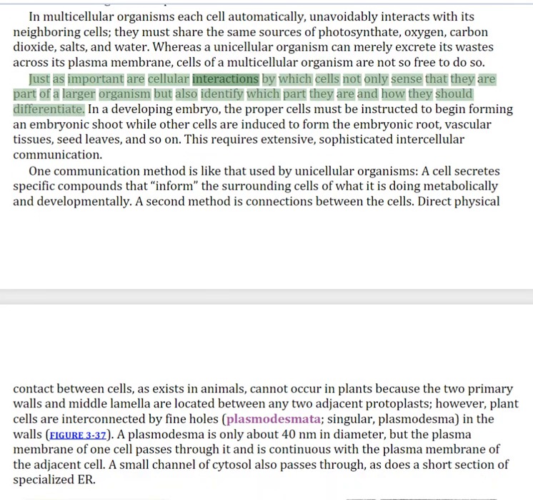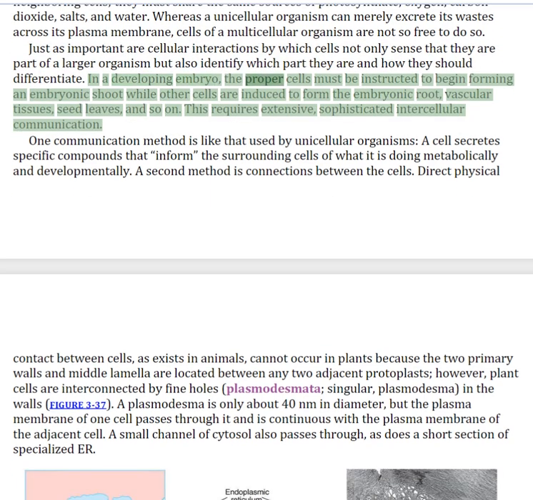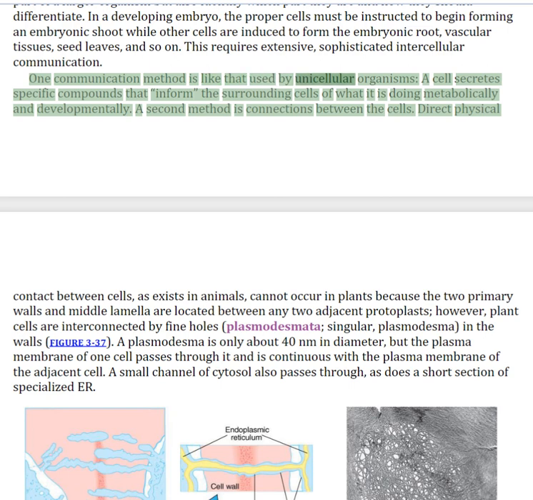Just as important are cellular interactions by which cells not only sense that they are part of a larger organism but also identify which part they are and how they should differentiate. In a developing embryo, the proper cells must be instructed to begin forming an embryonic shoot while other cells are induced to form the embryonic root, vascular tissues, seed leaves, and so on. This requires extensive, sophisticated intercellular communication. One communication method is like that used by unicellular organisms. A cell secretes specific compounds that inform the surrounding cells of what it is doing metabolically and developmentally.